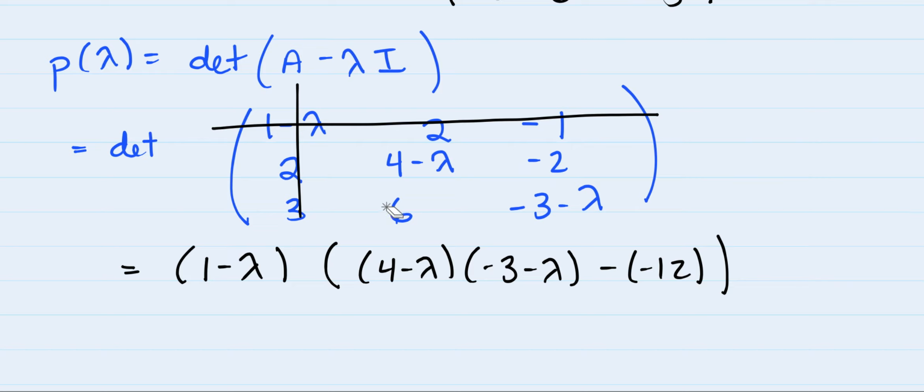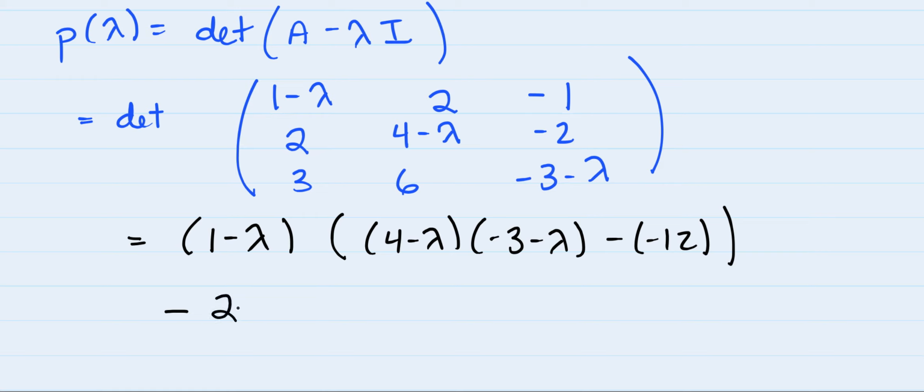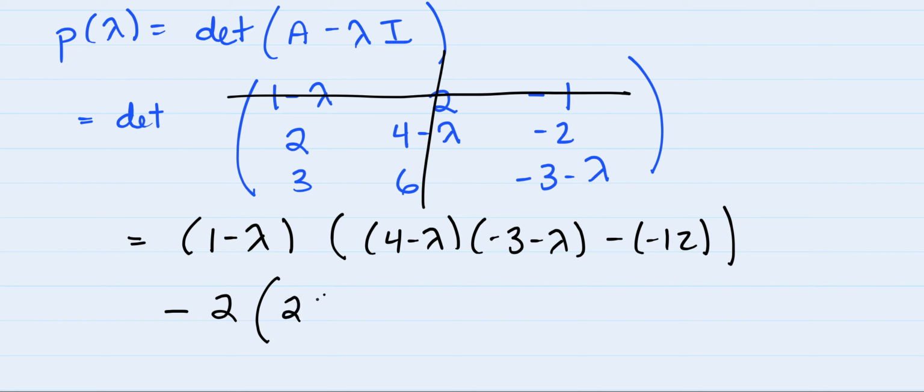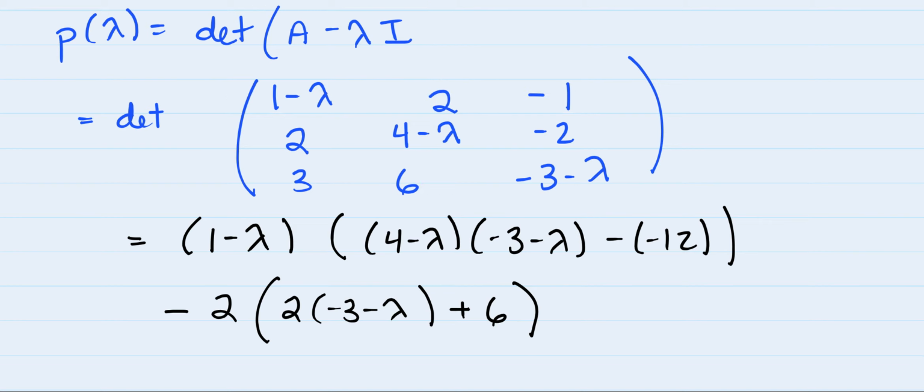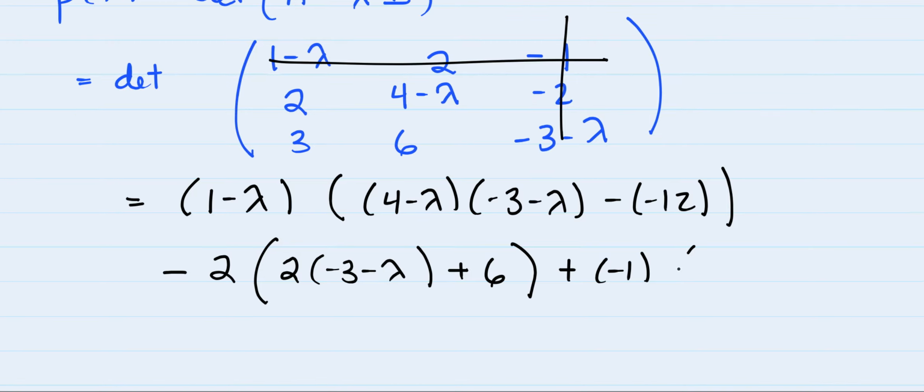Okay. Then you subtract 2, cross this one out and this one out. You have a 2 times a -3 minus lambda, and then a plus 6 because you have a -6, so you subtract a negative. Okay. And then we're going to do plus a -1. This is 12 minus 3 times 4 minus lambda. That's just following the formula for the determinant.